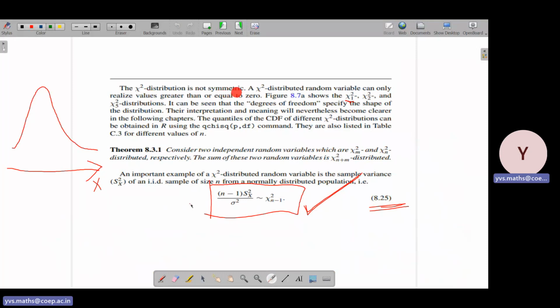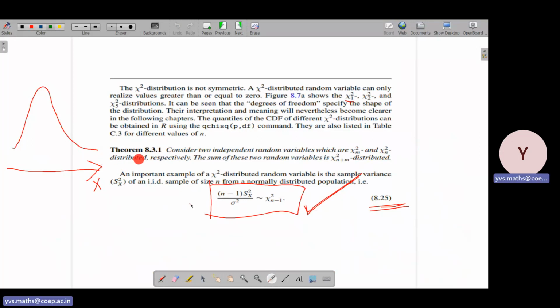Now, the chi-square distribution is not a symmetric distribution, which we can check using the probability density function of this distribution, but for the time being, we will skip the probability density function of chi-square. Next, the chi-square distribution takes only positive values. So the chi-square distribution shape is a bell-shaped curve, but it is not a symmetric curve, and its graph lies above the horizontal axis, so it means that its value is greater than or equal to 0.